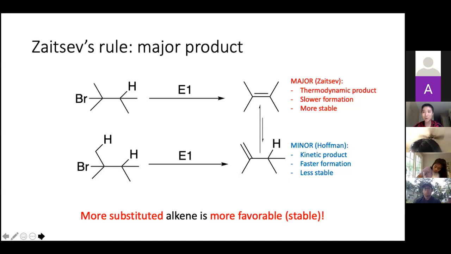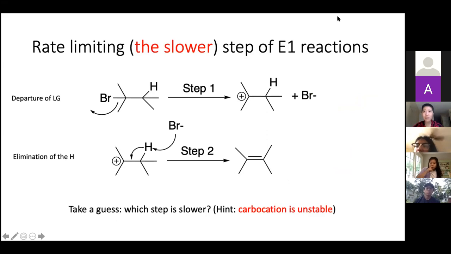Any questions at this point? All right, I'm gonna keep going. So I know that for SN1, SN2 reactions, you talk about rate limiting steps. And just as a refresher, the rate limiting step is the slower step. And for an E1 reaction, which step is the slower step? Well, is it the departure of the leaving group to form the carbocation, or is it elimination of the hydrogen to form the alkene? That's a very important question, because without knowing what the rate limiting step is, you're going to get the wrong rate law.